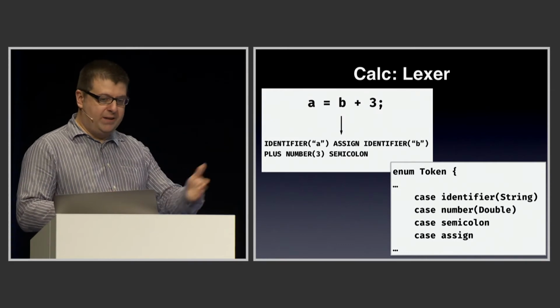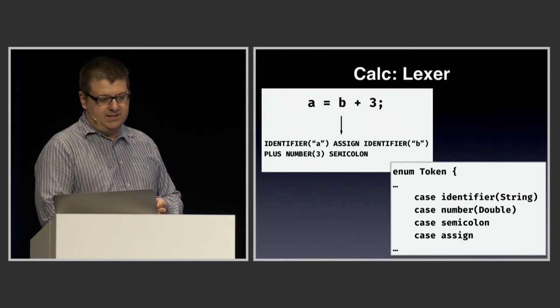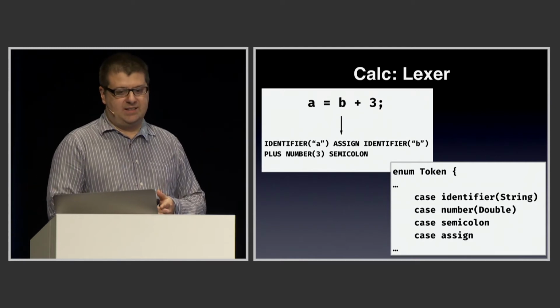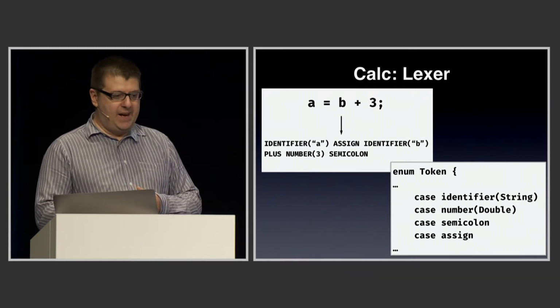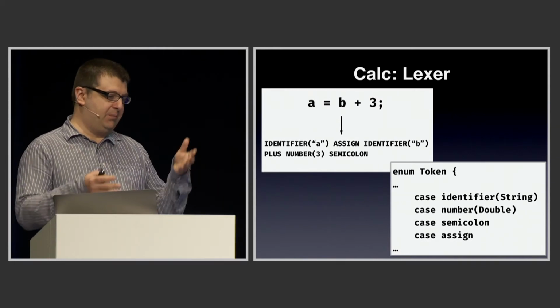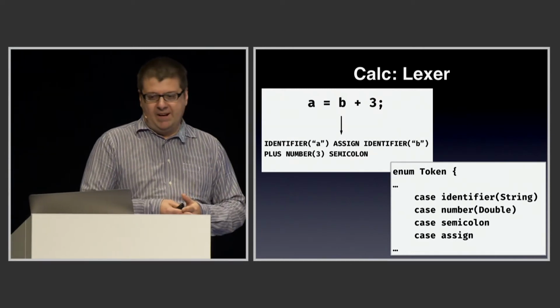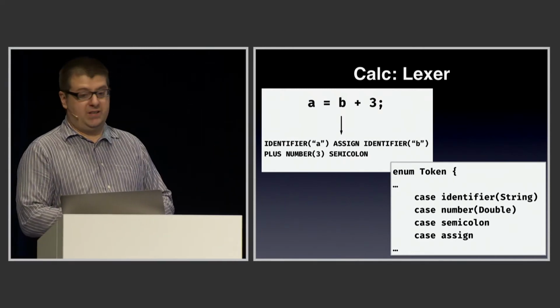I declared all my tokens in a Swift enum, which is perfect for this job, because as you see, some tokens, like the identifier and the number, have an associated value. For those, you want to know, for example, the identifier, you want to know the name of it. A number, you want to know its value. And some don't have associated types.